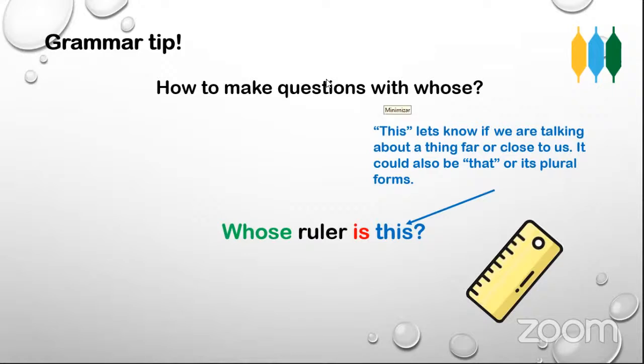Oh, yeah, Luzana, that's a good answer. It's David's ruler, for example. And we usually answer this kind of question like that. Or, as in the examples before, this ruler belongs to David.